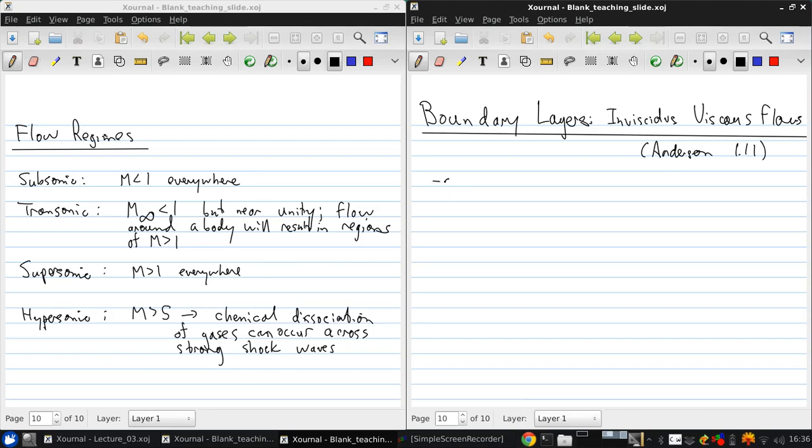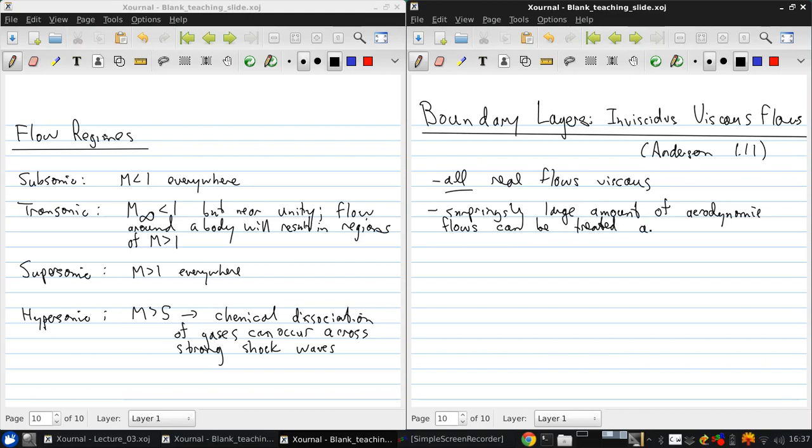Now, all real flows are viscous, but in some flows, the viscous effects are much more important than in others. And a surprisingly large amount of useful aerodynamic flows can be treated as inviscid for analysis purposes. And typically, viscous effects only matter where the velocity gradients are large, and that generally means near boundaries.